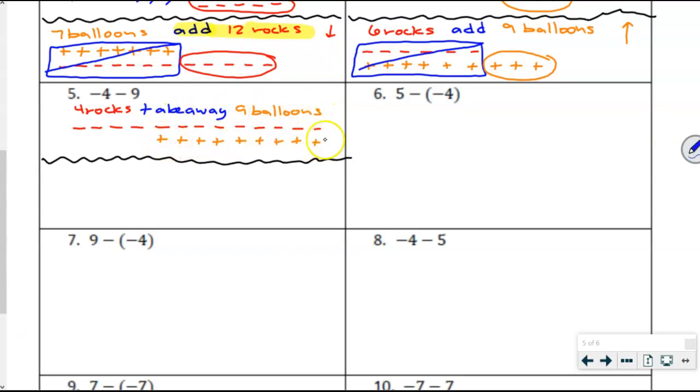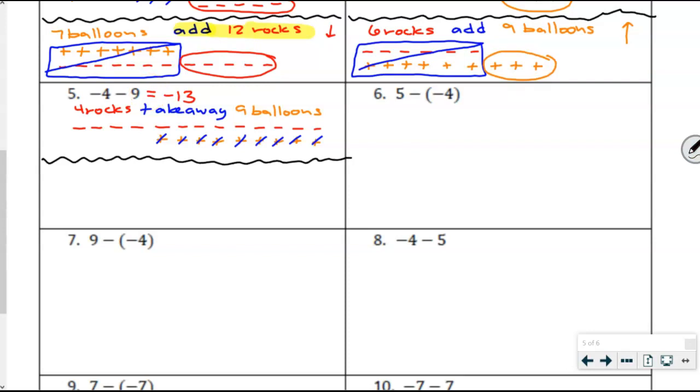Now, these are all of the 0 pairs that I need so that I can now take away 9 balloons. 1, 2, 3, 4, 5, 6, 7, 8, 9. And it looks like when I take away all of those balloons that were part of the 0 pair, I have a lot of rocks. Let's count how many. 1, 2, 3, 4, 5, 6, 7, 8, 9, 10, 11, 12, and 13 rocks. That's 13 negatives, or negative 13.